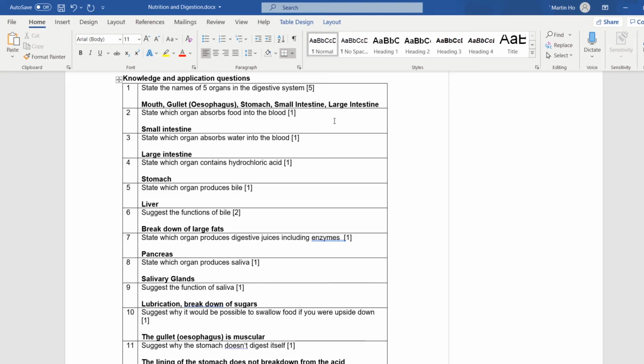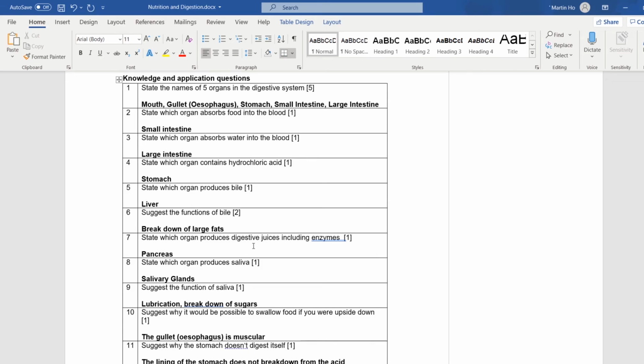2. State which organ absorbs food into the blood. Small intestine. 3. State which organ absorbs water into the blood. It is the large intestine. 4. State which organ contains hydrochloric acid. It is the stomach. 5. State which organ produces bile. It is the liver.